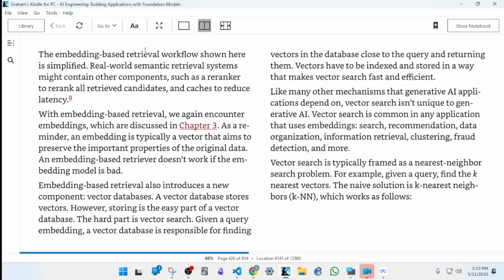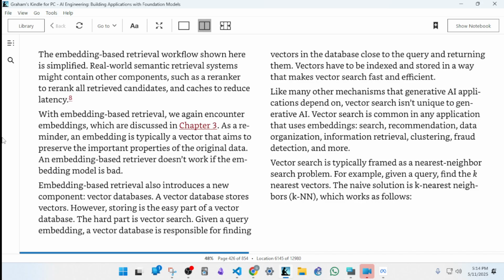All right, so the embedding-based retrieval workflow shown here is simplified. Real-world semantic retrieval systems might contain other components, such as a re-ranker to re-rank all retrieved candidates, and caches to reduce latency. With embedding-based retrieval, we again encounter embeddings, which are discussed in Chapter 3. As a reminder, an embedding is typically a vector that aims to preserve the important properties of the original data. An embedding-based retriever doesn't work if the embedding model is bad.